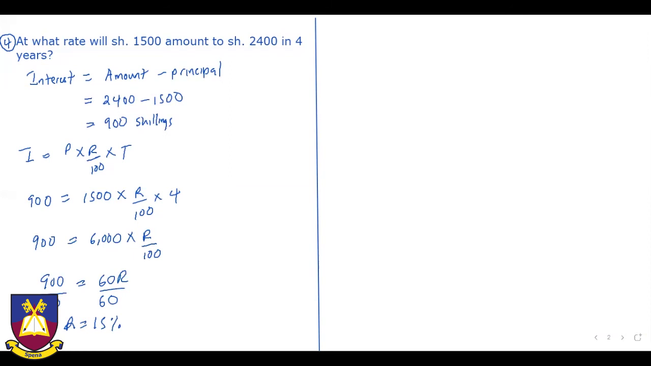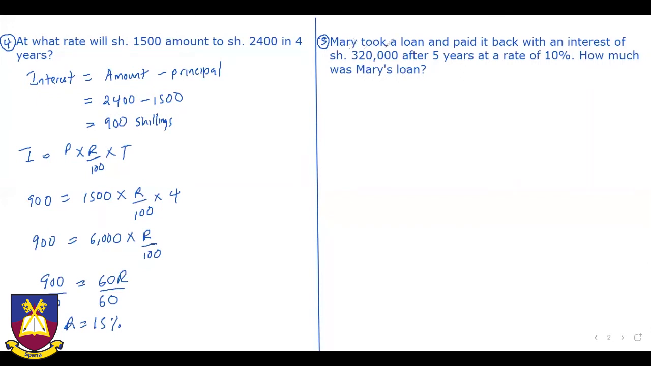Let's look at another example. Mary took a loan and paid it back with an interest of shillings 320,000 after 5 years at a rate of 10%. How much was Mary's loan? So in this case, we're looking for the principal, the original money. So we're going to use interest is equal to principal times the rate over 100 times time. This can be written as P times R times T, everything out of 100.